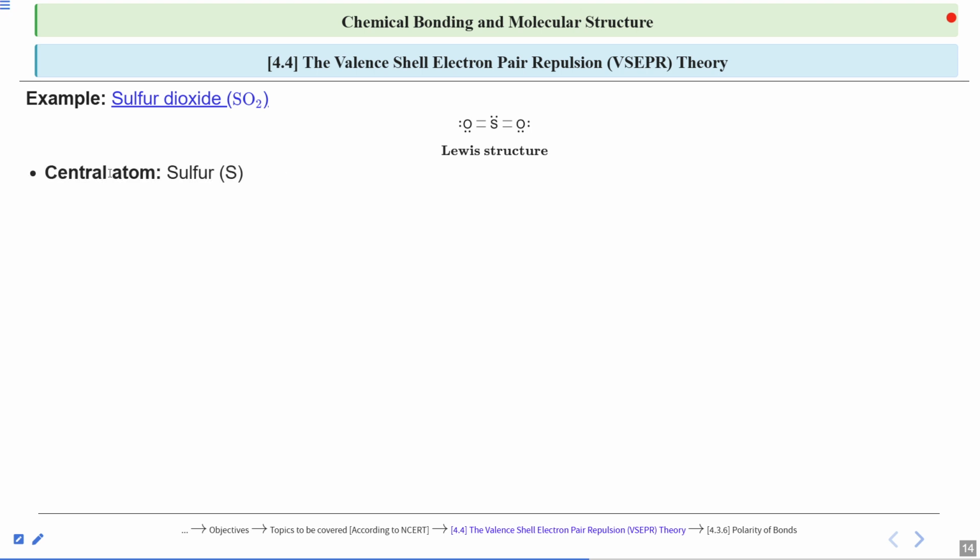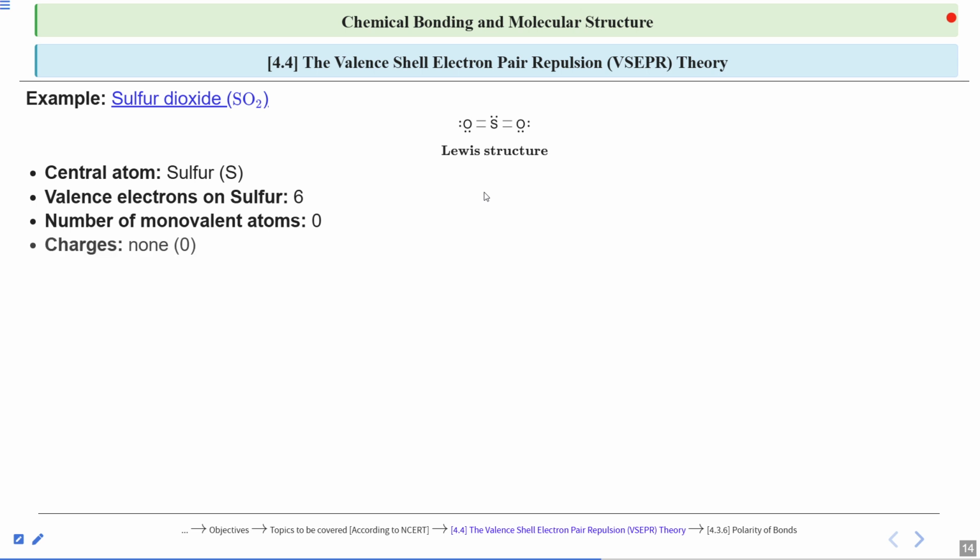So let us calculate the steric number first of all. If you use our general formula and calculate the steric number, and not by just looking at the Lewis structure, you will not get it as 2. Instead, you will get the valence electron as 6. The number of monovalent atoms is 0 here because the atom is oxygen, which is divalent, and charges are 0. So on doing the calculation, you will get the steric number as 3.